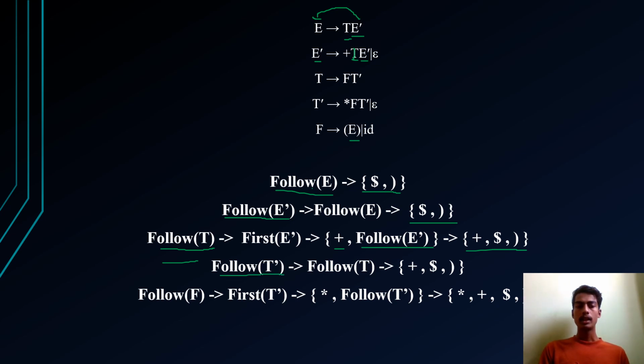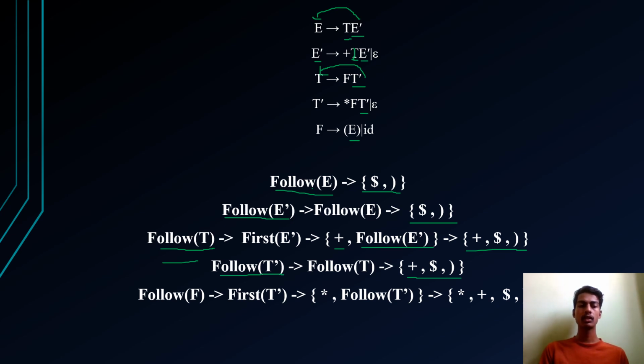Then follow of T dash we need to find out. T dash is here, T dash is here. In front of T dash nothing is there, therefore we go back to the T, that is follow of T. Here follow of T is nothing but plus dollar and closing parenthesis.